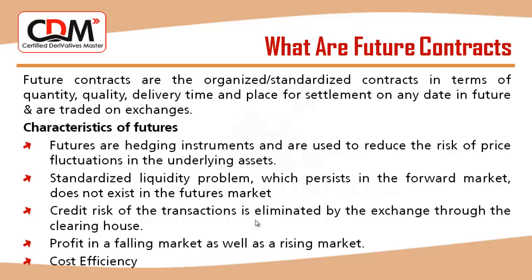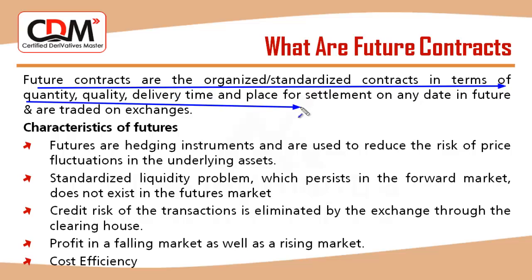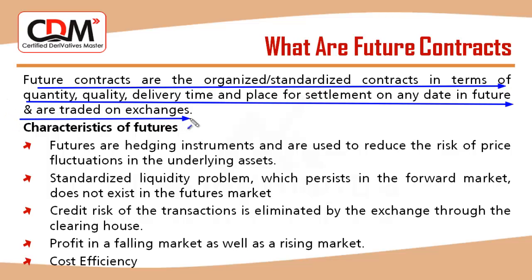Now in derivatives, there are two terms we use: futures and options. Now what is a future contract? Future contracts are organized, standardized contracts in terms of quantity, quality, delivery time and place for settlement on any date in future, and they are only traded on exchanges. In simple words, it's a standardized contract between a buyer and a seller. If you want to buy something or a trader wants to sell something, it's a mutual agreement with a legal document with certain terms and conditions, like quantity of the contract, the quality of the deliverable item, the delivery time and the settlement mechanism.